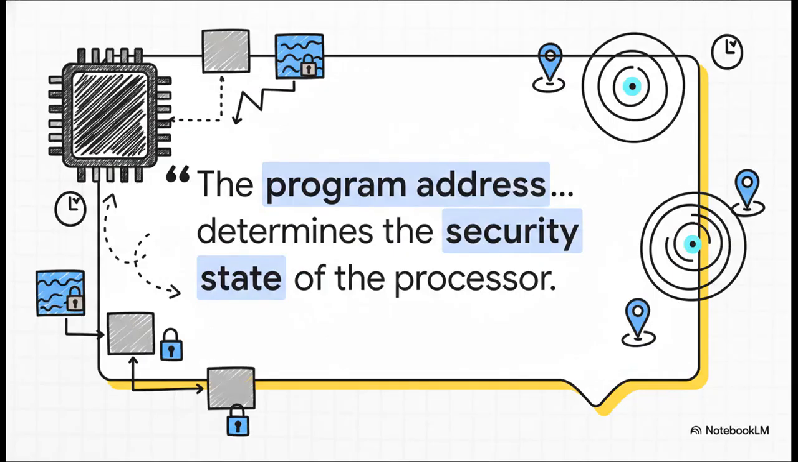Okay, so how does the processor actually know which world it's in at any given split second? Well, this quote really nails it. It's all about location, location, location. I mean, think about it. It's like a real castle, right? The rules are different if you're standing in the king's private chambers versus out in the public marketplace. It's the same idea here. The processor's security state is literally determined by the memory address of the code it's executing. It's not a switch someone flips, it's just a fundamental property of where that code is.